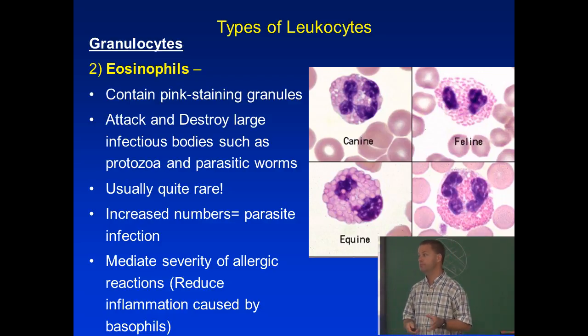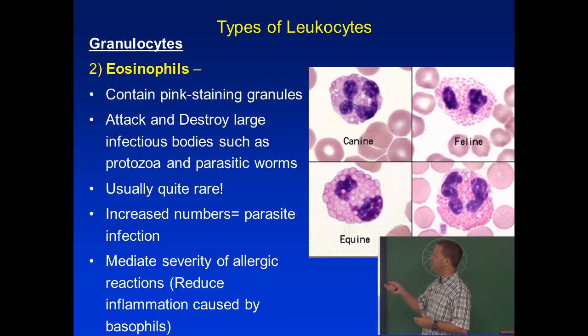Eosinophils are important for a couple reasons. One is that they seem to become elevated in times of chronic parasite infestation. For example, parasitic worms, protozoa, things like that. If we have large infectious bodies, they're going to be taken care of by our eosinophils. We also think that eosinophils help to mediate the severity of allergic reactions. That is, we're starting to have allergies come up. The eosinophils produce some substances that reduce the body's reaction to that allergy.